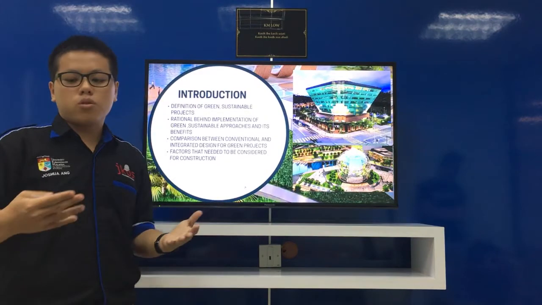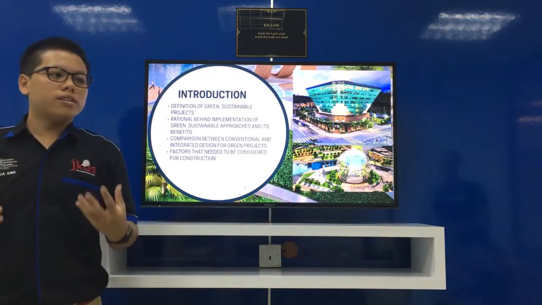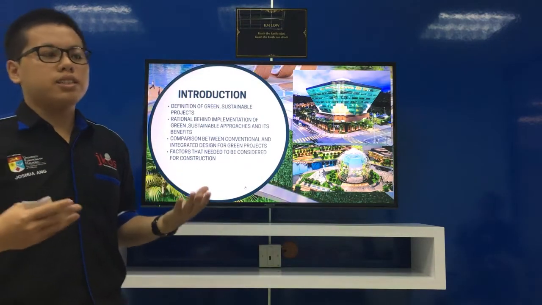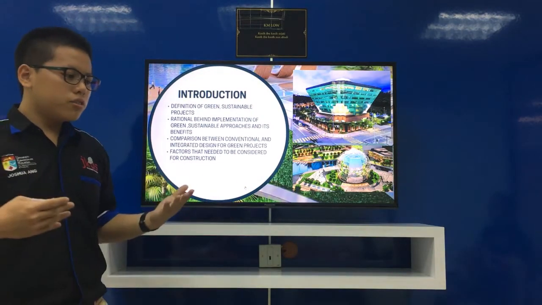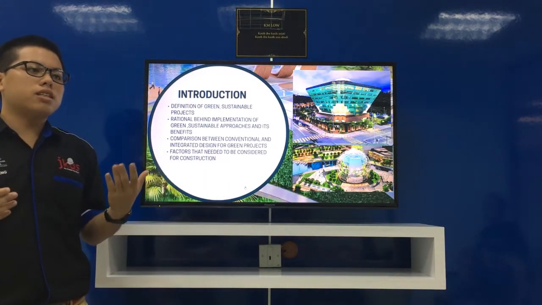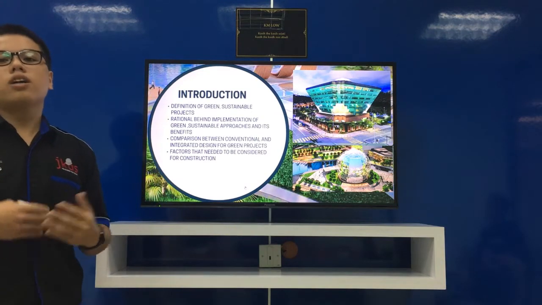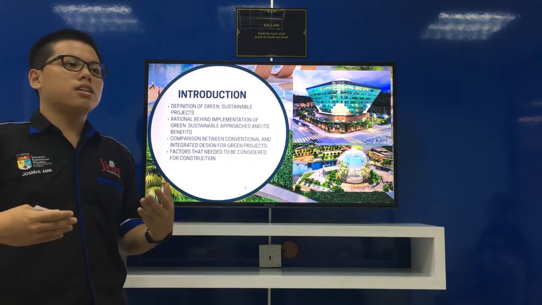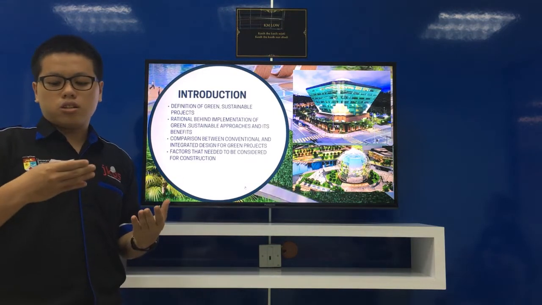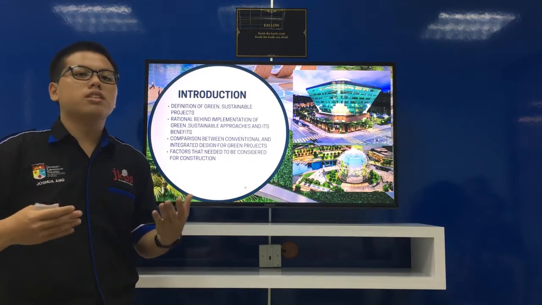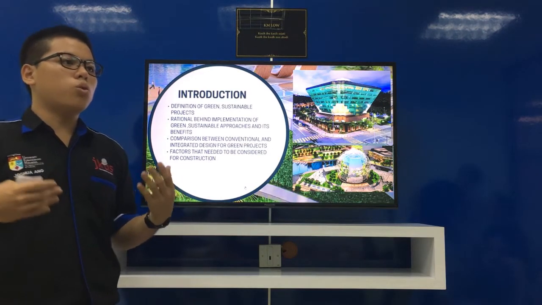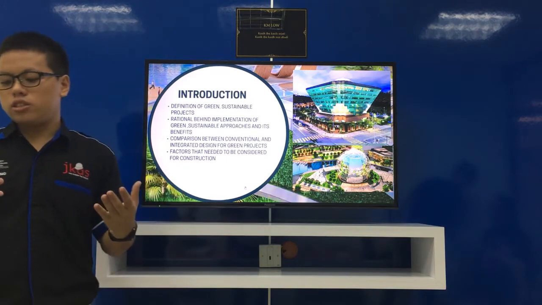Okay, now I'd like to start on the introduction. So what are integrated green and sustainable ideas? Integrated green and sustainable ideas are the outcome of a design philosophy that increases the efficiency of resources, reduces impact on health and environment, and enables effective usage of water, resources, and energy.